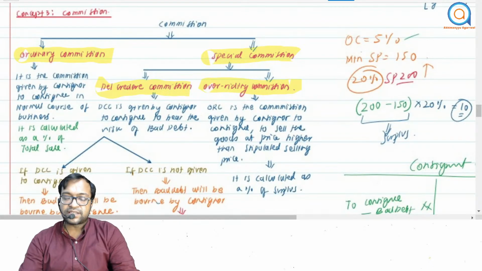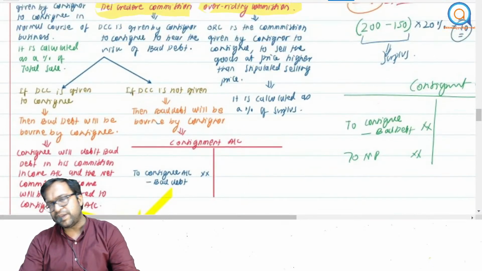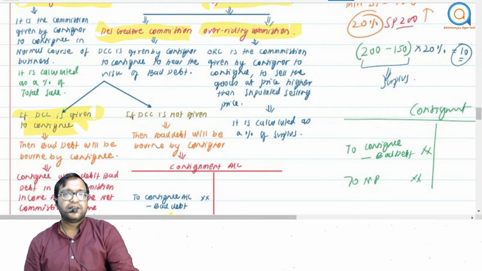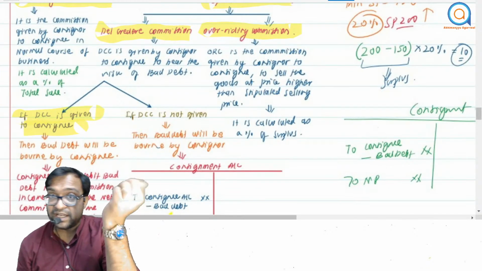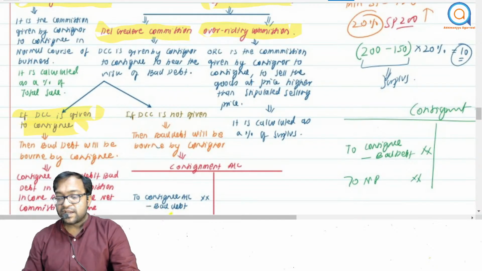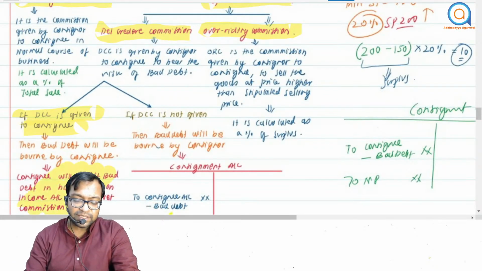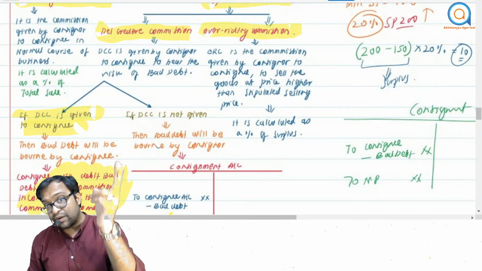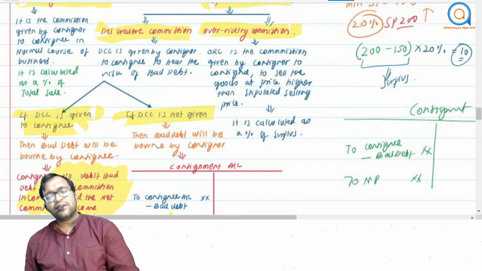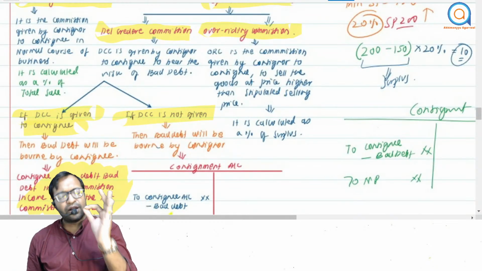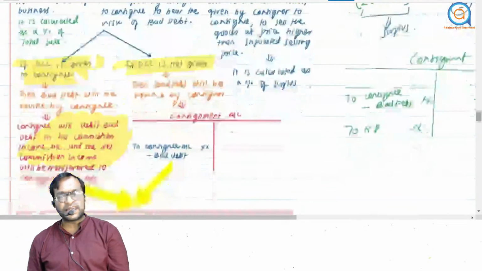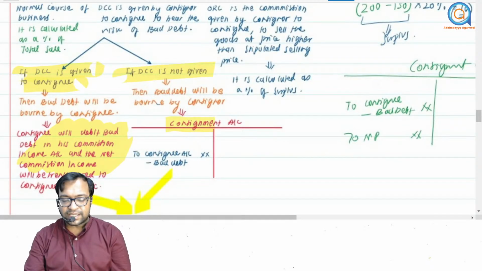Del credere commission is given by consignor to consignee to bear the risk of bad debt. If del credere commission is given, then who will bear the bad debt? Consignee will bear the bad debt. So consignor will not make any entry for this. Consignee will debit the bad debt in his commission income account, and the net commission income account will be transferred to his PL account. But if del credere commission is not given by consignor to consignee, then the loss of bad debt will be borne by whom? Consignor himself. Then how will the consignor present it? In consignment account he will write To consignee, To bad debt.